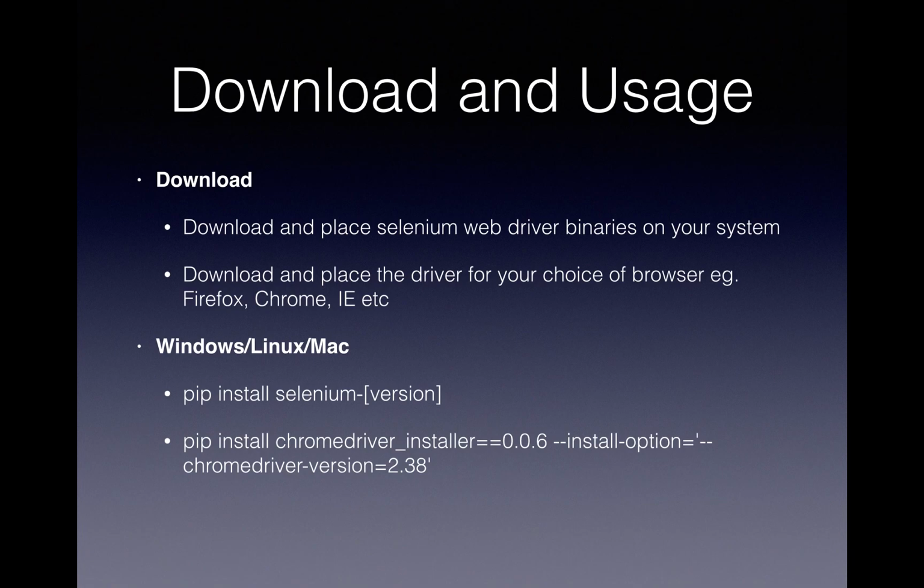Secondly, these are the commands which you can also use to install Selenium on your Windows, Linux and Mac: pip install selenium with the version, and pip install chromedriver-installer, with the version and options related to that. So pip, as you can recall, is a Python package installer. You should already have this package installed on your system, and then using this command you can install Selenium and Chrome driver.